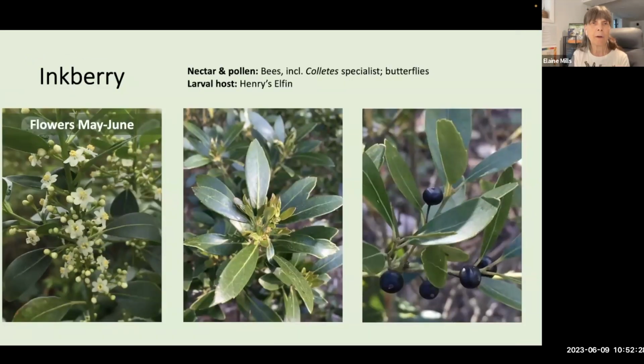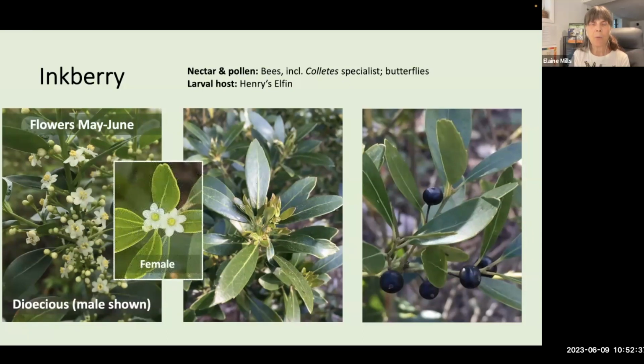Inkberry's flowers appear from May to June. Here's a look at the male flowers with their anthers, and the female flowers will have just a dark green central cone. These provide nectar and pollen to bees, especially the Colletes specialist bee, as well as butterflies.